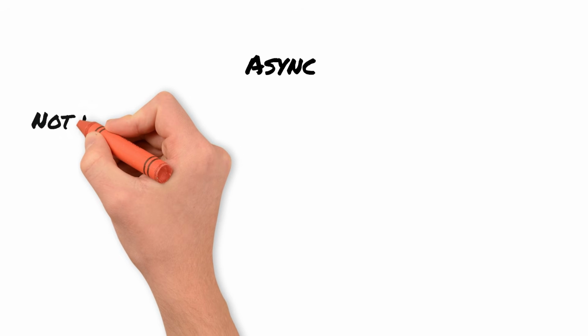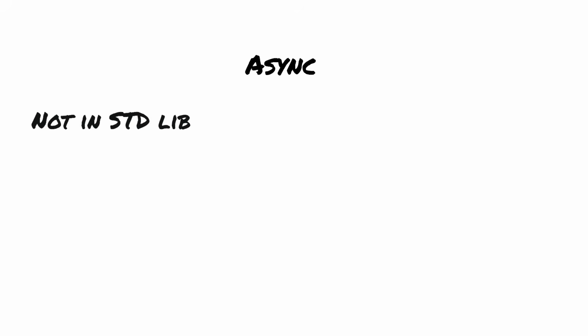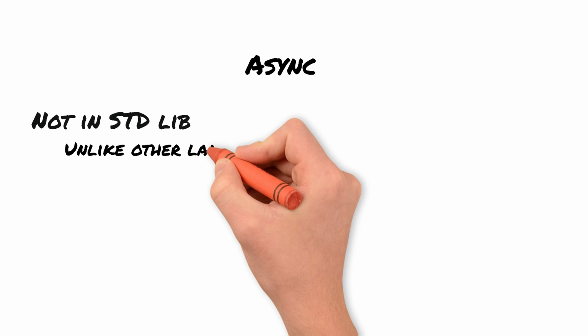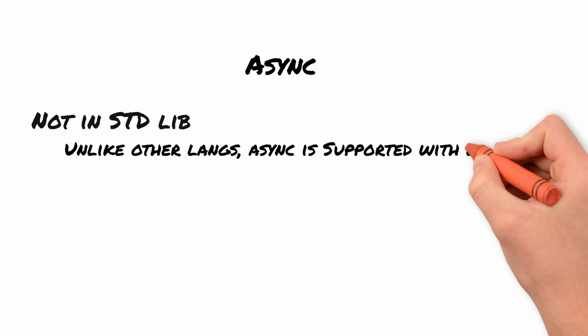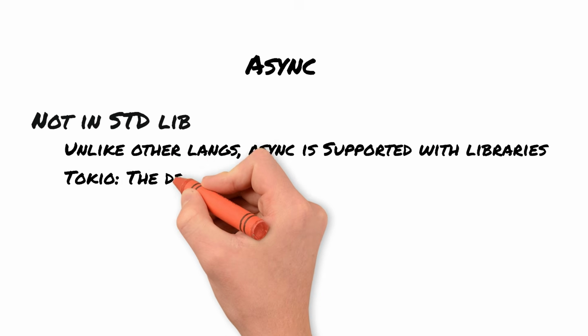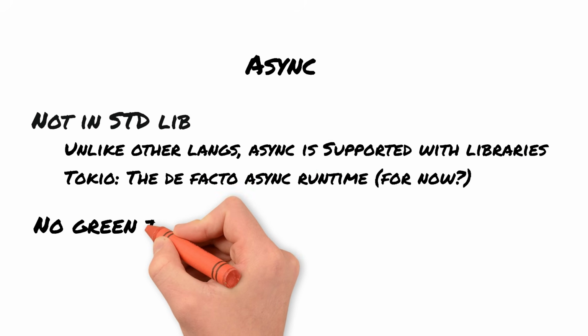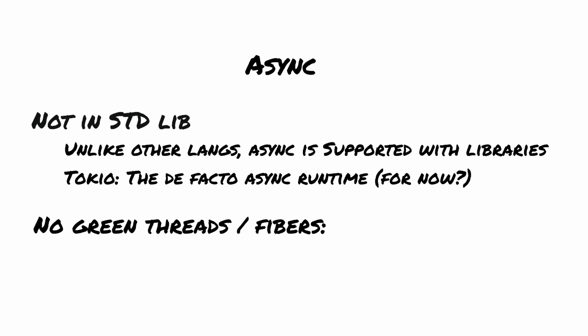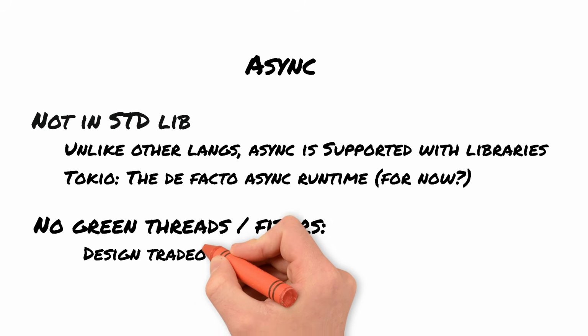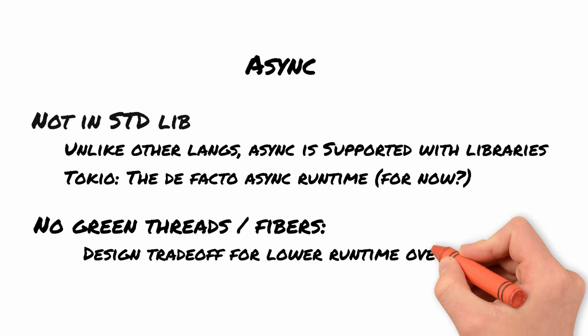Note that async is not actually baked into the core language. So unlike other languages, async is supported through libraries. Tokio is the de facto async runtime for now. Also, Rust doesn't have green threads, also known as fibers. This is a design trade-off for lower runtime overhead.